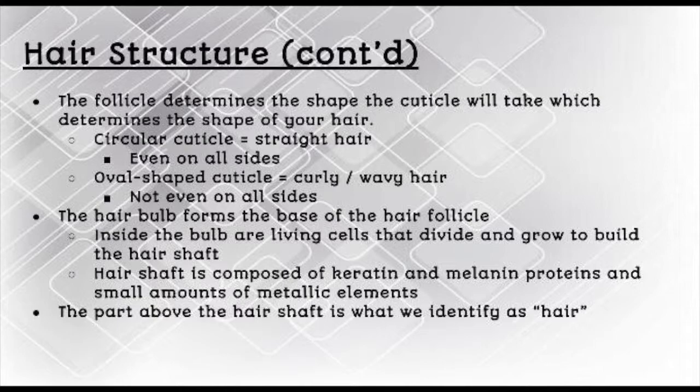At the base of the hair follicle is what is called the hair bulb. Inside the bulb are cells that undergo the process of mitotic cell division and build the hair shaft. The hair shaft is composed of keratin and melanin proteins that give your hair the color and its shape, as well as small amounts of metallic elements that are present in your hair.